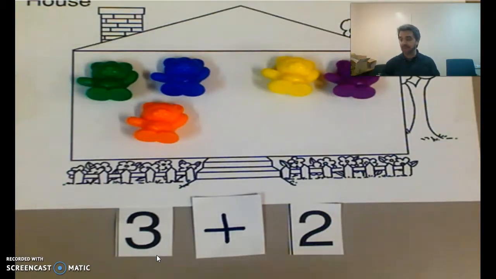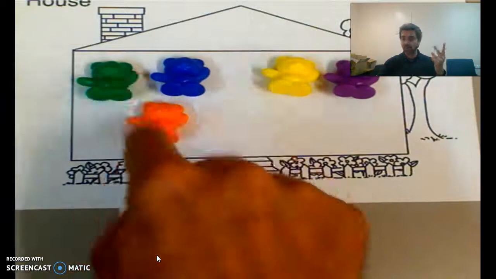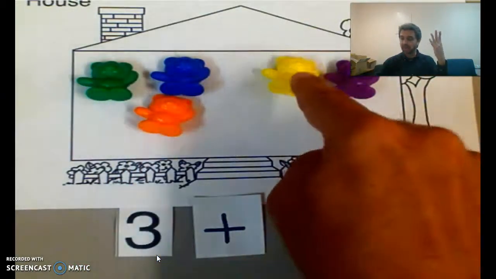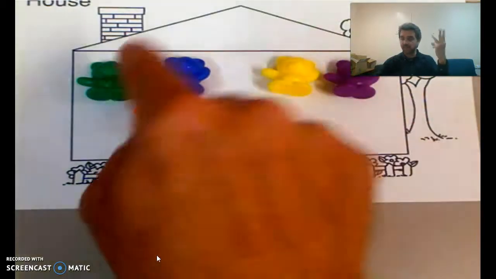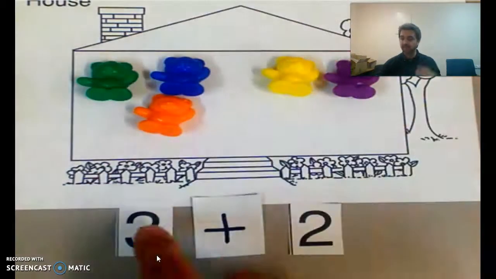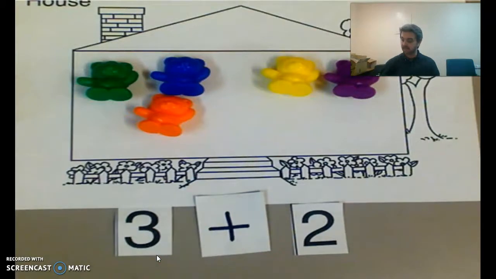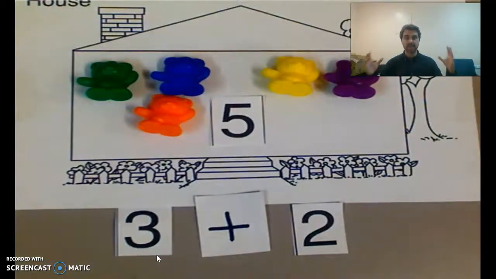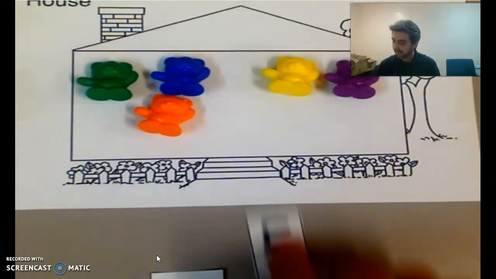So let's find out. We had 3, so we've got 1, 2, 3, and then we're going to add on 2 more, 4, 5. So 3, 4, 5. So 3 and 2 makes 5 altogether. Right? There's 5 altogether. Okay, so that's adding. You start with a certain number and then more add on. Okay? All right, we're going to do one more.